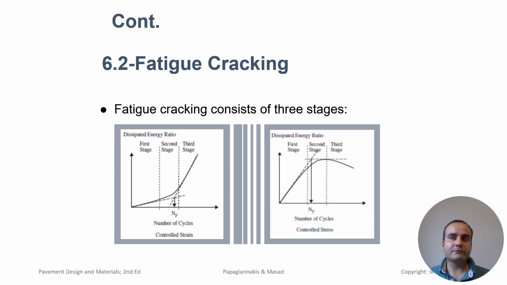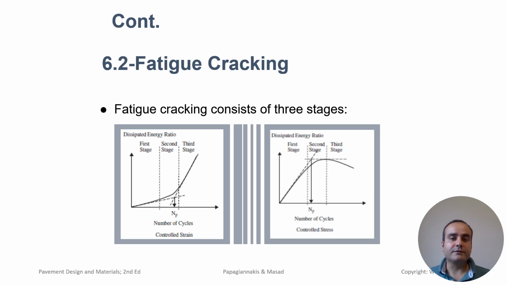Fatigue cracking in asphalt pavement is a common form of distress caused by repeated traffic loading over time. The development of fatigue cracking generally follows three distinct stages, from the initial formation of small cracks to the eventual failure of the pavement surface. These stages are critical for understanding how pavements deteriorate under cyclic loading and for implementing effective maintenance strategies.